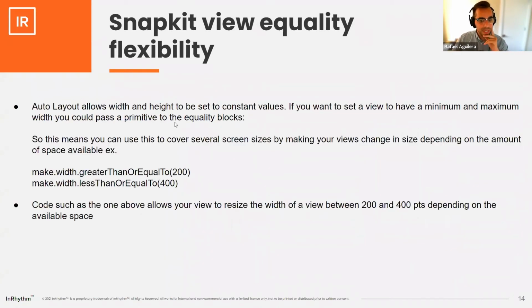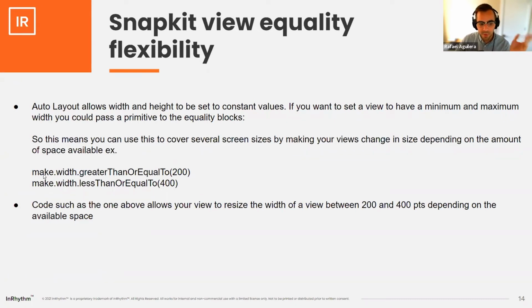So this is where it gets very cool with auto layout. The reason Apple made auto layout was because they started making different size screens, and they were like, how are we going to solve the problem of how our UI scales on different screens? And what they went with is relational: how does this fit in relation to other parts of your screen? So auto layout allows width and height to be set to constant values. If you want to set a view to have a minimum or maximum width, you can pass a primitive to the equality blocks. So what this means is basically you can cover several screen sizes by making your views change in size depending on the amount of space available.